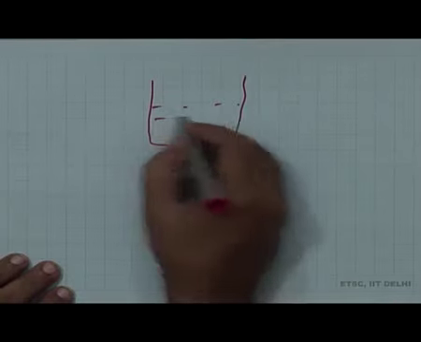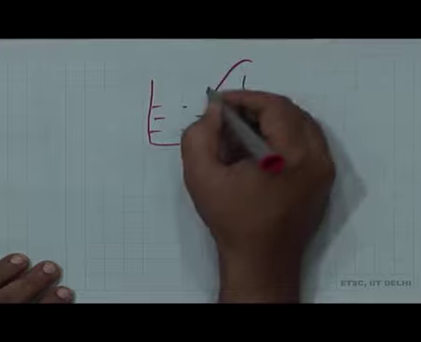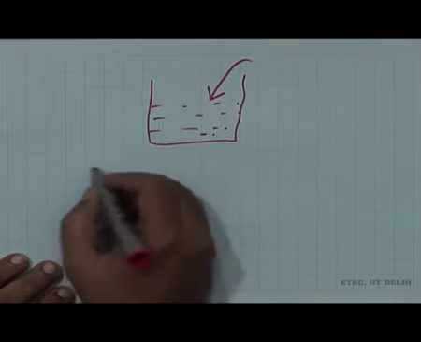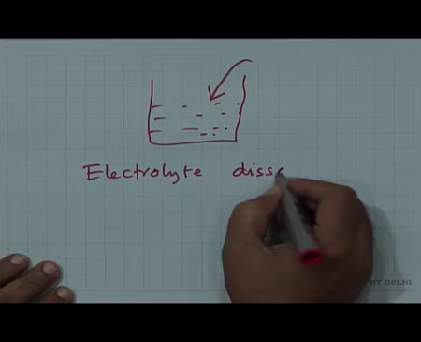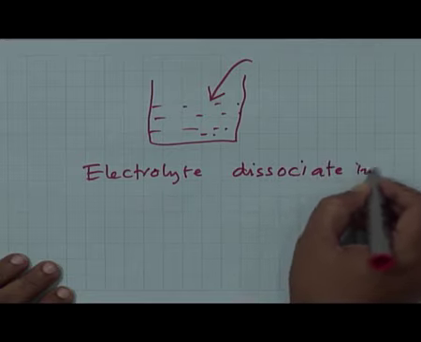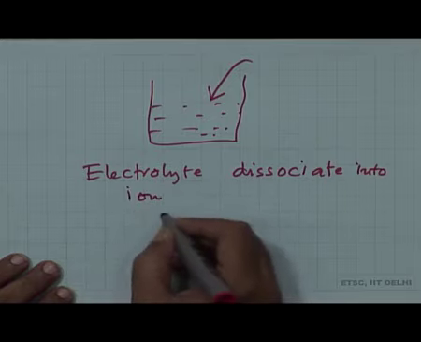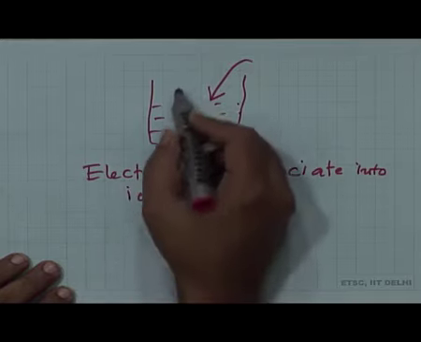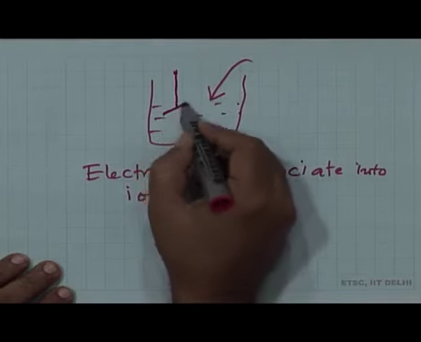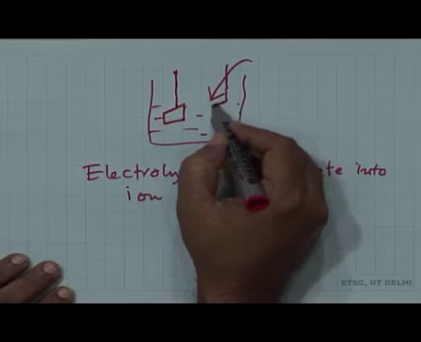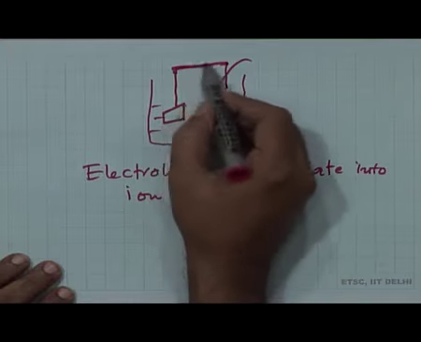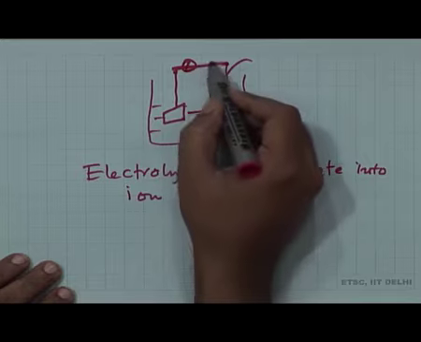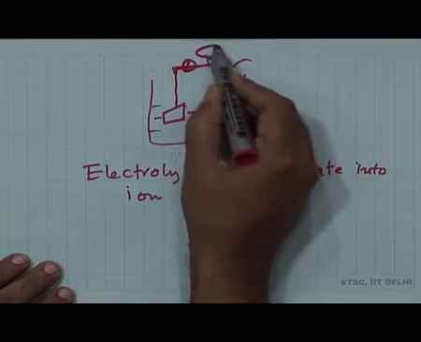So, if I take water and add any electrolyte, it will dissociate into ions, and if we put electrodes, cathode and anode, and then complete the circuit, then you have light.